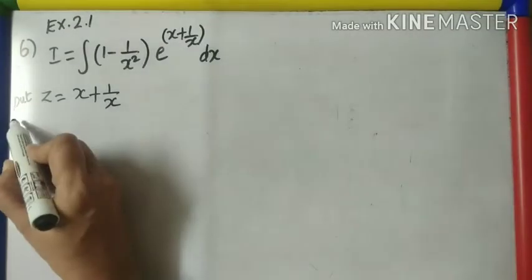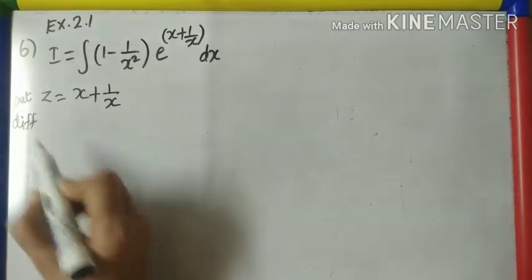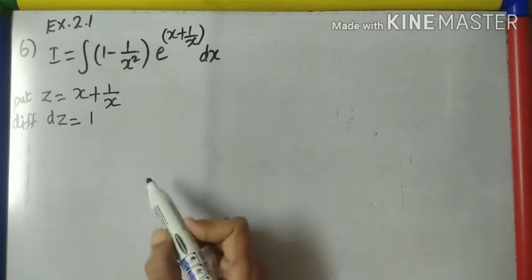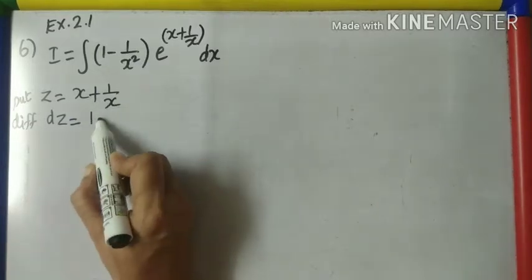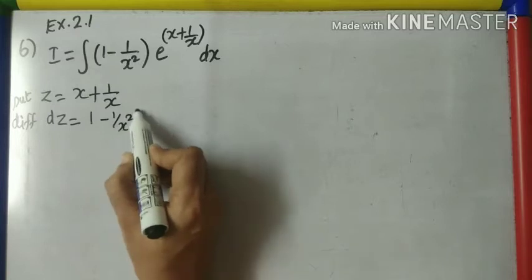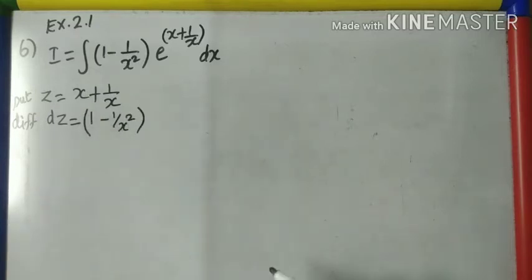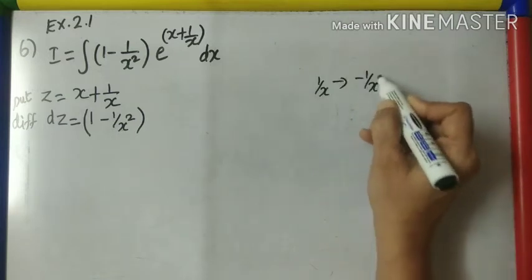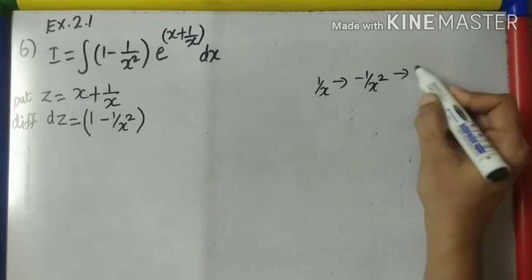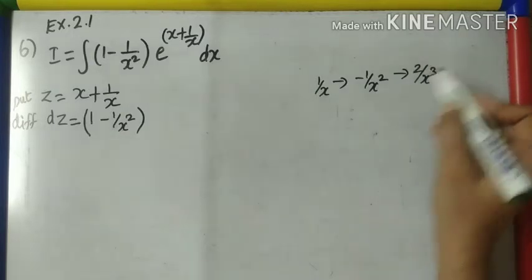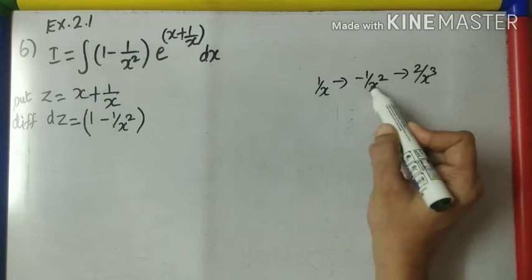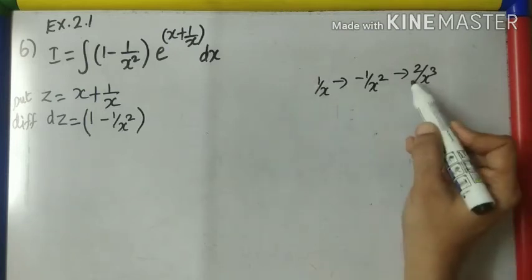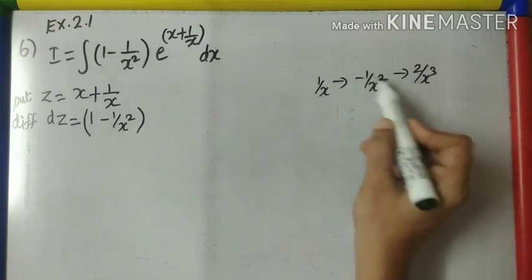And whenever we substitute, we must differentiate. Z will become dz, x will become 1, and for 1 by x, we know the formula. In derivative, it is minus 1 by x square. Let us remember, 1 by x will become minus 1 by x square. The next derivative will be 2 by x cube. So we keep on doing it this way. Denominator power will keep on increasing. Alternatively positive, negative. Numerator, I cross multiply and write.